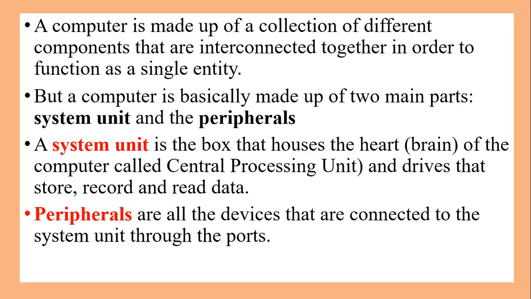But a computer is basically made up of two main parts. These two key parts are the system unit and the peripherals. A system unit is the case that houses the heart or the brain of the computer, which is called the Central Processing Unit or CPU, and drives that store, record, and read data. While peripherals are all the other devices that are connected to the system unit through the ports in order to function.